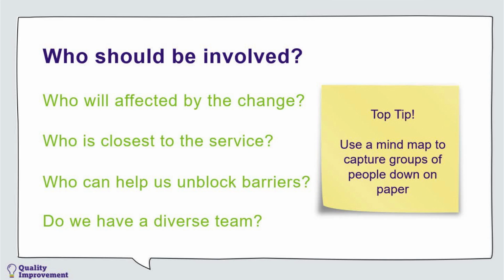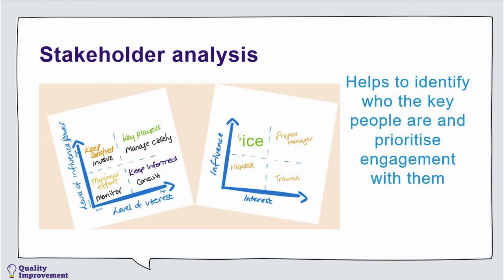Here are a few questions to help you identify who would be good to have on your project team. We can use a tool such as a mind map to capture groups of people that could be involved, those that are closest to the problem that you've identified. Once you've identified who needs to be involved, you can plot them on a stakeholder analysis tool. This technique helps you bring on board key people to help design, test, and share your improvements, as well as focus your efforts around engagement.